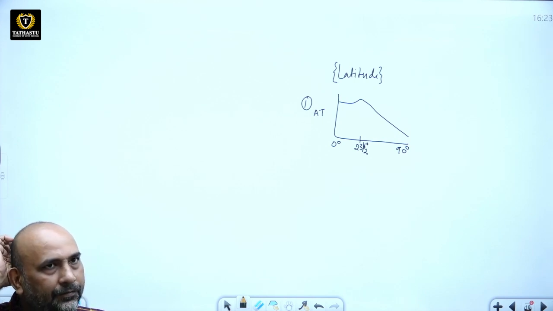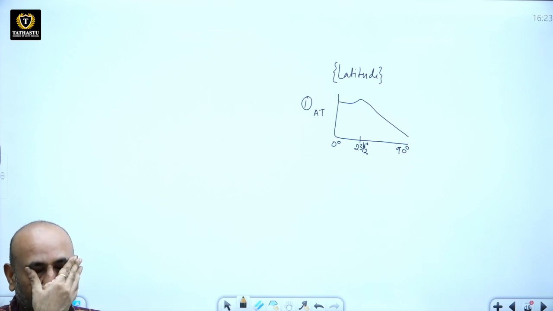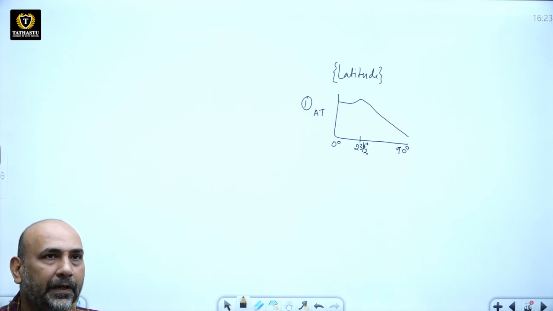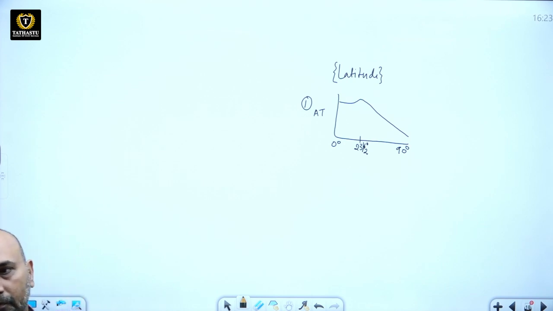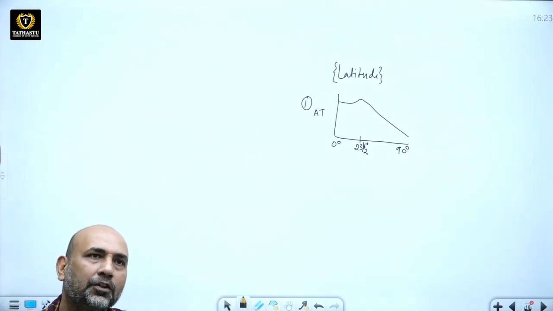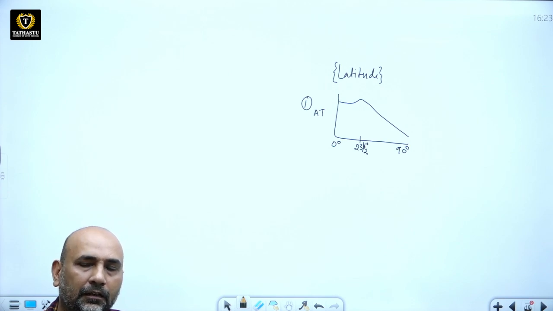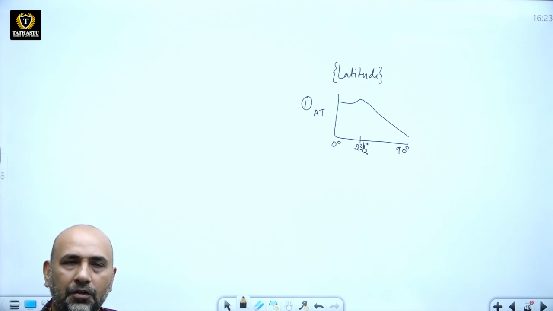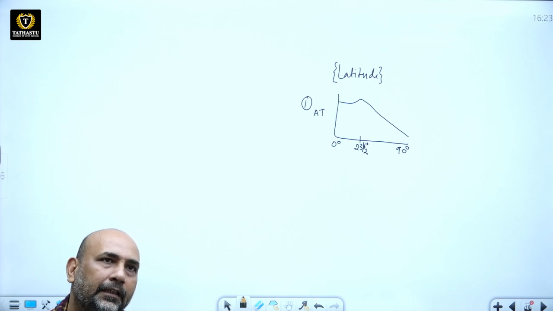In northern hemisphere, mean monthly temperature is highest for July. Why? Midday sun is overhead on Tropic of Cancer on 21st of June. Midday sun means 12 o'clock sun is overhead on Tropic of Cancer on 21st of June. With the 1 month delay in the northern hemisphere, July is hottest.